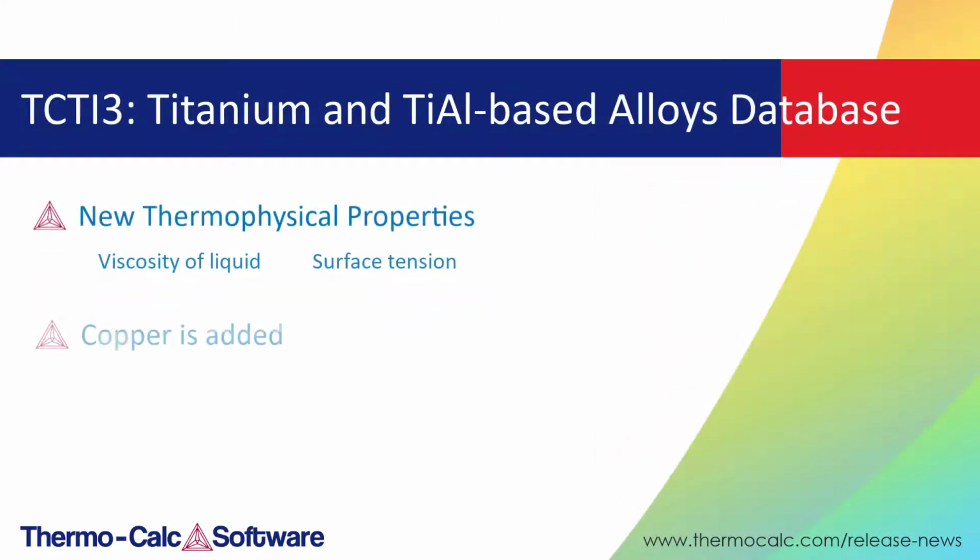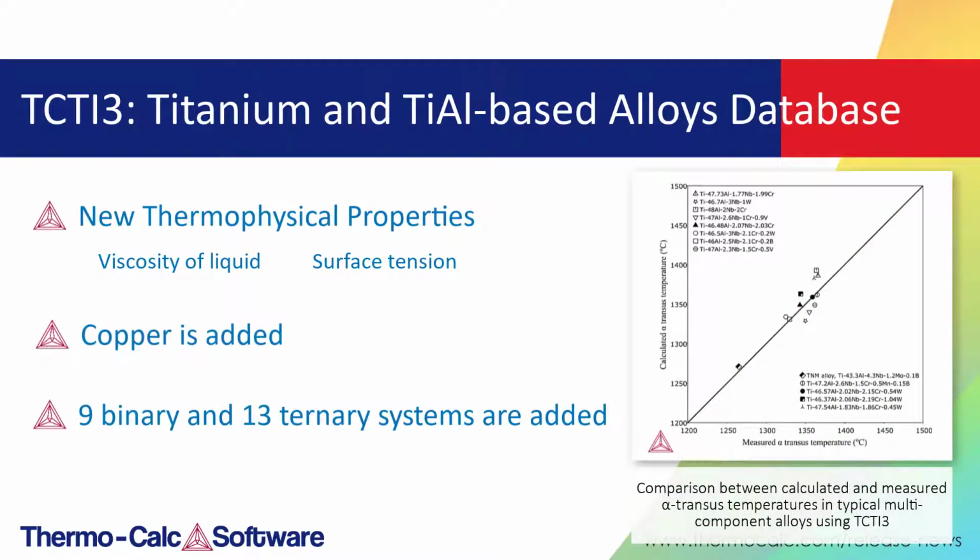TCTI3, the Thermodynamic and Properties database for titanium and titanium aluminide-based alloys, adds the thermophysical properties viscosity and surface tension. Copper is also added in this release, a minor alloying element in titanium alloys. The database also adds 9 new binary and 13 new ternary systems.